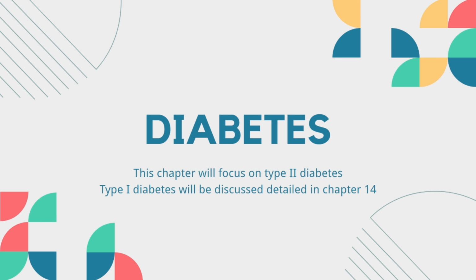So why do I need to separate this? Because type 1 diabetes is actually one type of immune disease. It's more related to the immunity part, so it's not more focused on the liver part. So I separate it, but I will touch on it a little. If you want more detail, you need to refer to my next video.